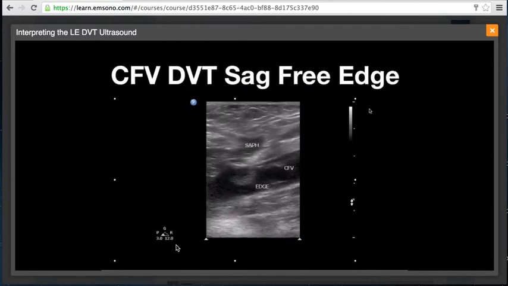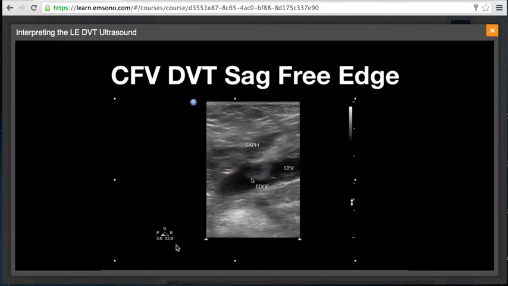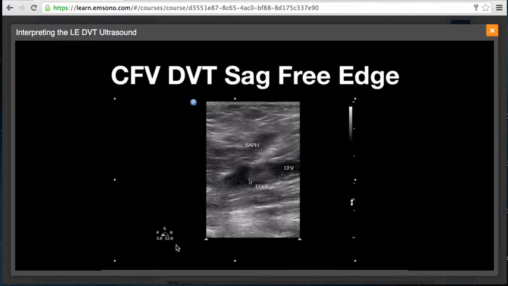When you find a thrombus in transverse, turn on it sagittally and try and find where the free edge is. Here you can see in this common femoral DVT that the free edge is right at about the level of the insertion of the greater saphenous vein. This can be helpful clinically to know where the free edge of the thrombus is proximally.